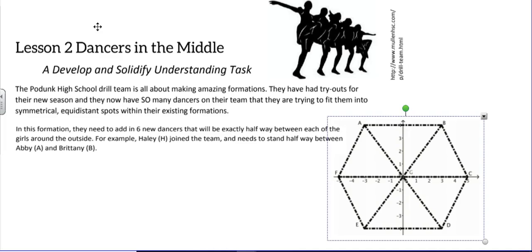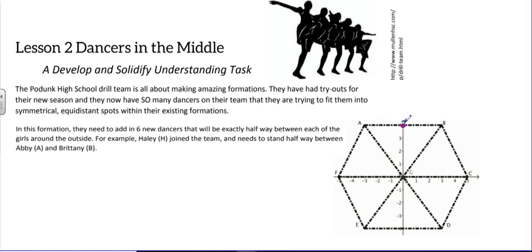In Dancers in the Middle, the dance team at Podunk High School is making amazing formations. They've had tryouts and they've added a lot of dancers to their team. So they're wanting to take this formation and add dancers that will stand halfway between the girls that are on the outside of the formation. For example, Haley H, who joined the team, needs to be halfway between Abby and Brittany. That places her halfway between point A and point B.